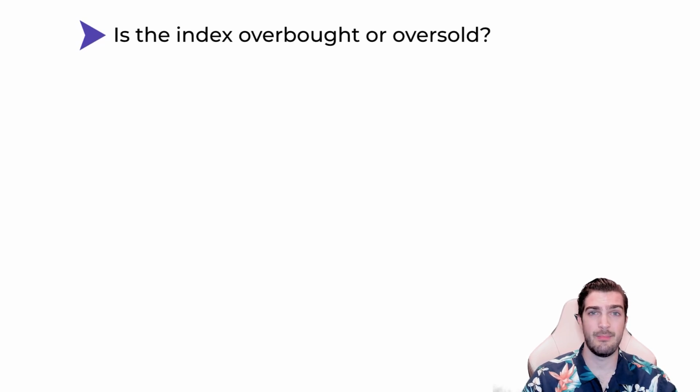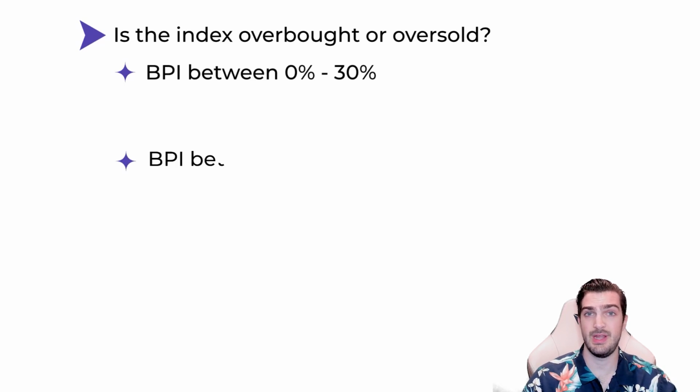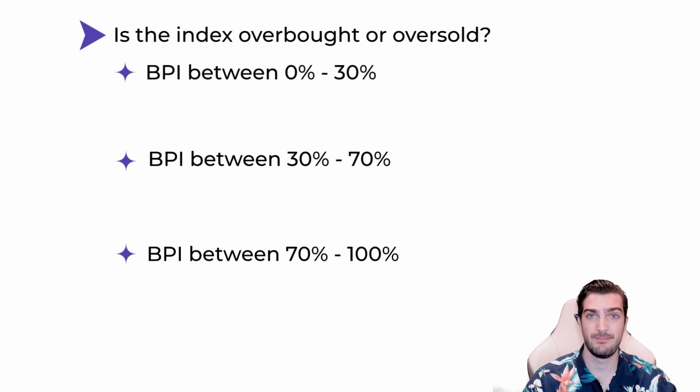We can do this by dividing up our BPI chart into 3 sections. One is going to be BPIs between 0 and 30%. The next is going to be an area between 30 and 70%. And finally, we have 70% through 100%.